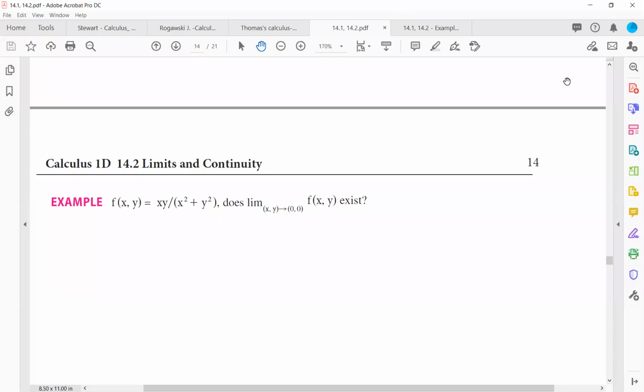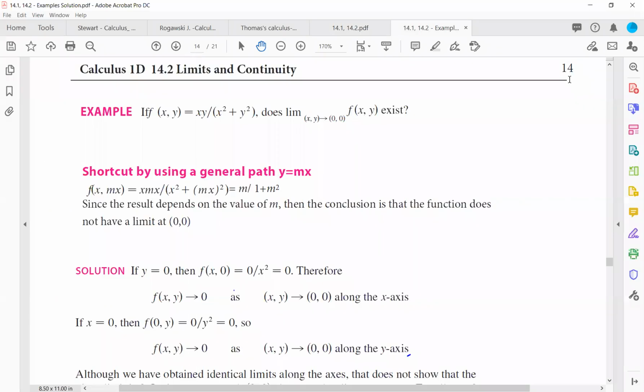Let us take a look at another example. Here you have the function f of x and y equals xy divided by x squared plus y squared. Does the limit exist at the origin? Please pause the video, try to solve this question, then we go over the solution together. Very well, let's use the shortcut.